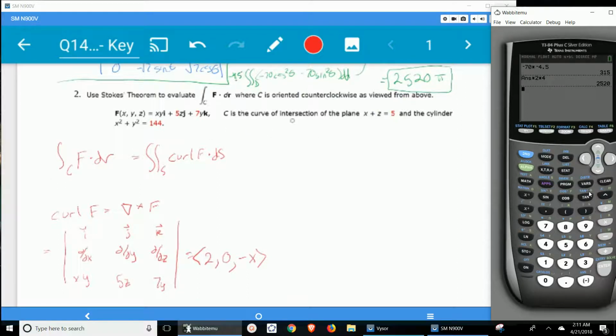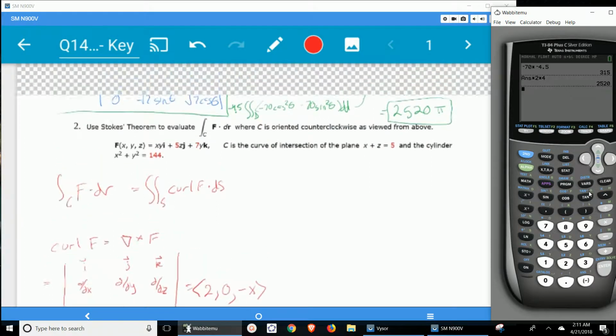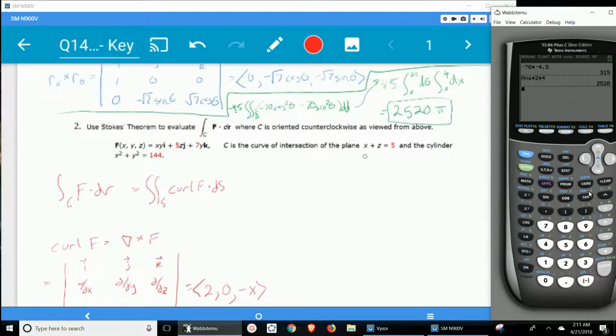So C was the curve of intersection of this plane and this cylinder. But since we can convert it into a surface integral, that actually lets us do it over the domain in the xy plane. So what domain in the xy plane is it?